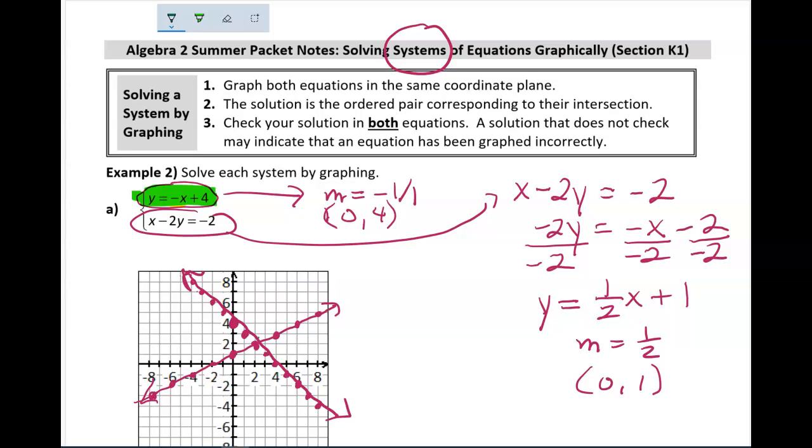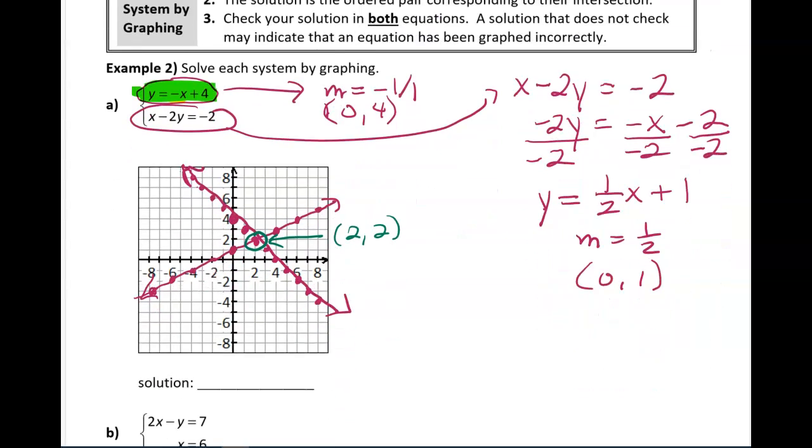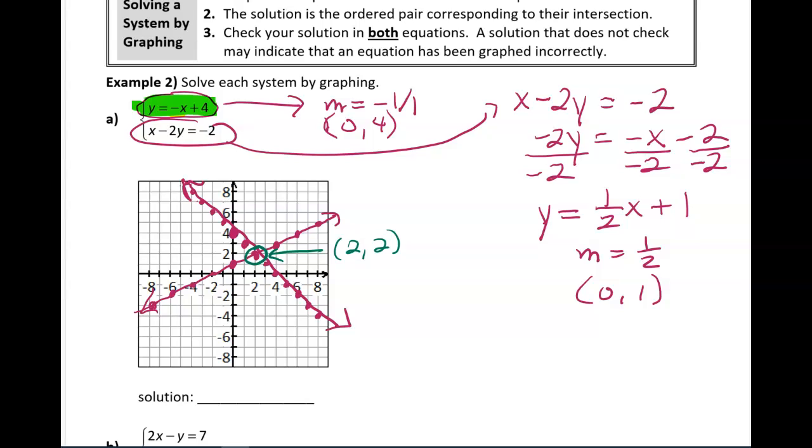Now you can see within the limits of our graphing accuracy here that there's a common point. That's the point of intersection. And that point of intersection is the point 2, 2. So what that means is, hopefully, 2, 2, x equals 2 and y equals 2 works in both equations. Let's do a quick check to make sure that that's the case.